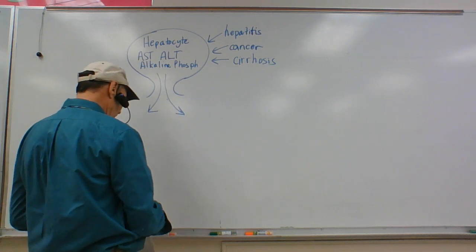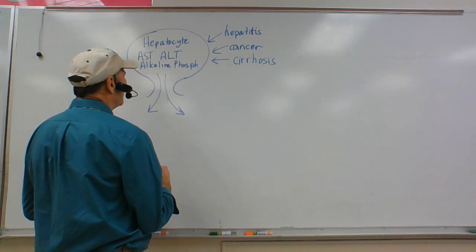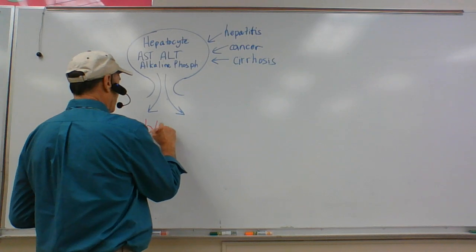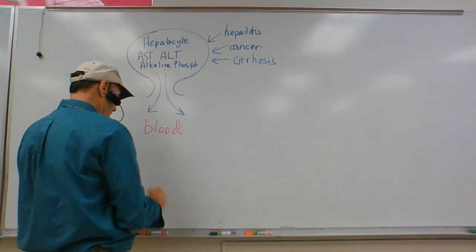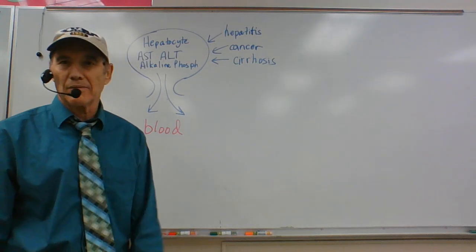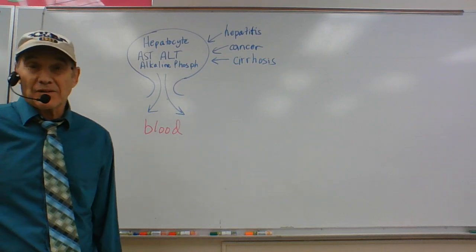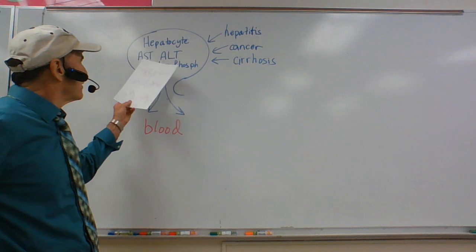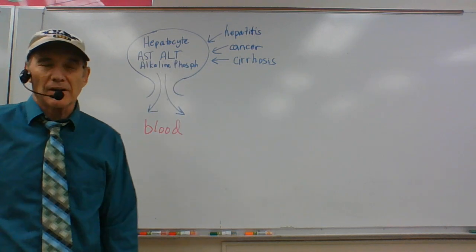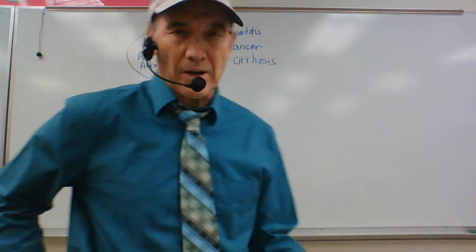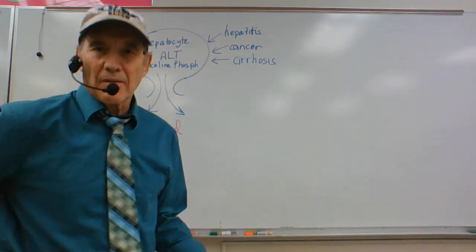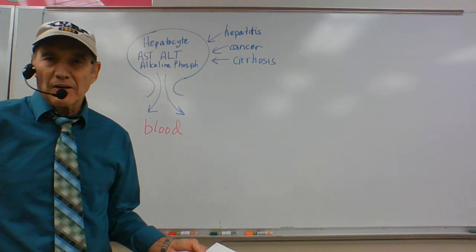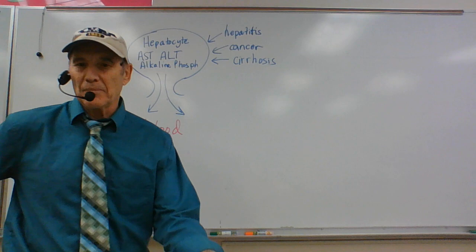So then these enzymes are coming out of the cell and they end up in the blood. And so they're going to be in the blood at higher levels than normal. That's simple. You take a Chem panel and you see elevated AST, ALT, alkaline phosphatase, and there's another one, but I didn't talk about it. It's liver disease.